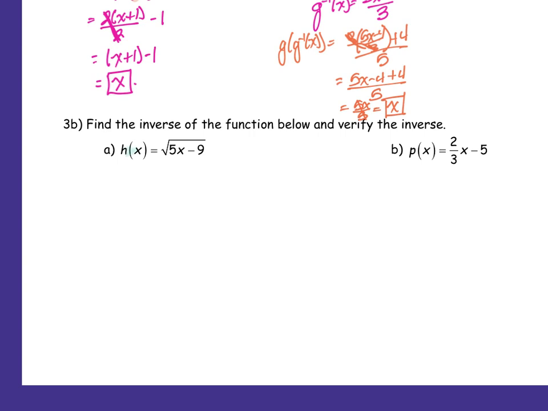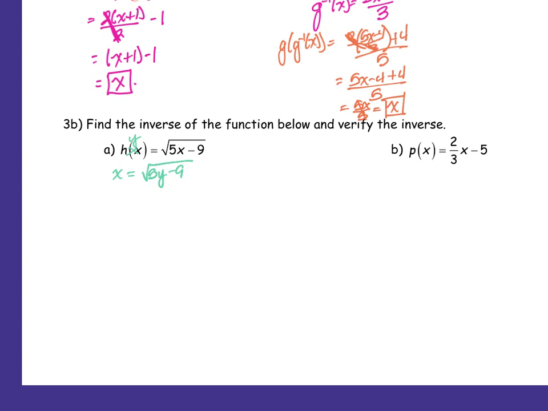So I'm going to go ahead and switch the X. Here's my Y. Oh, I hate it when I have the highlighter up there. Here's my Y. So I'm going to switch my X and my Y, right? So this becomes X equals the square root of 5y minus 9. So the first thing I need to do to solve for y is get rid of the square root. And how do I do that?